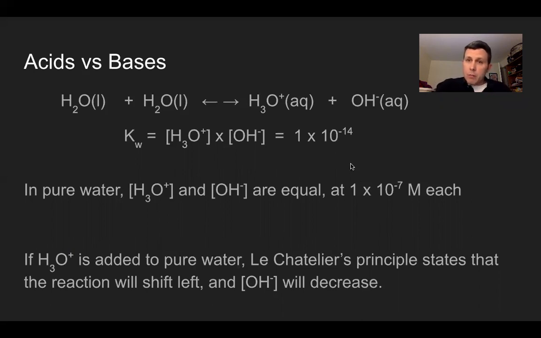But what happens if you start pouring acid into the pure water? You are adding H3O+. And we know from Le Chatelier's principle that if you add H3O+, you're increasing this, it's going to shift left. And as it shifts left, it's going to consume some of this OH−. So basically, when you add an acid, you are removing OH−. If they're equal to begin with, as you add acid, you drop the base, so to speak. And if you add base, you drop the amount of acid.